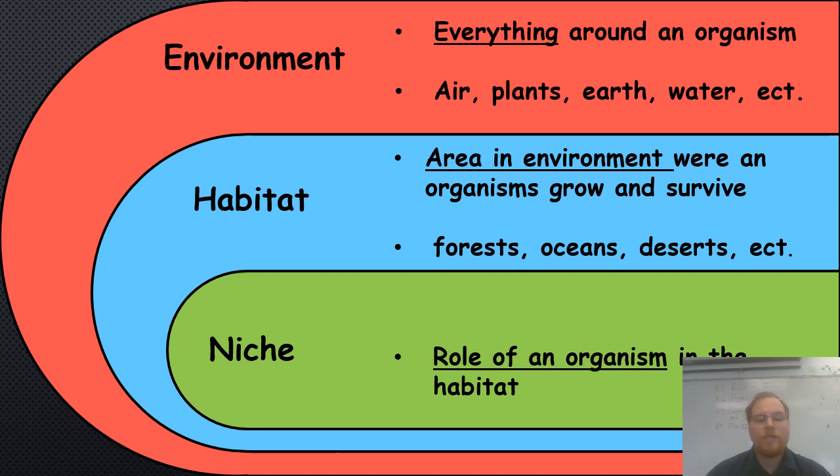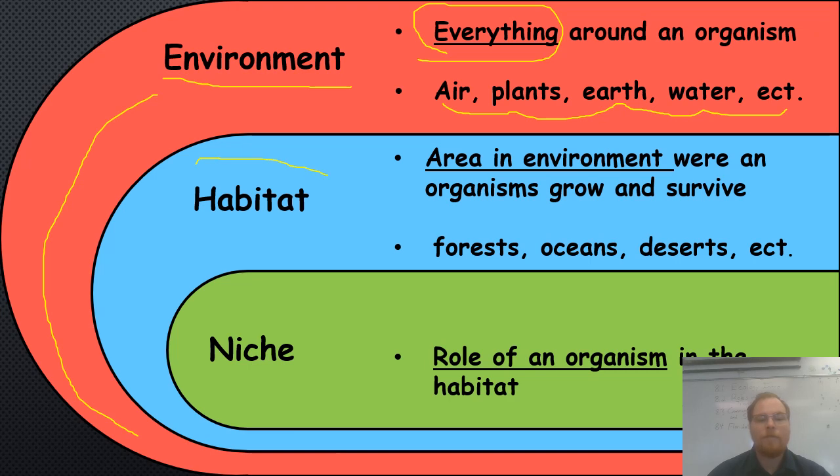Now, this little graphic here is a nice way of showing exactly what we're talking about. Environment is everything around an organism. Air, plants, earth, water, wind, all that kind of stuff. And inside the environment, you have a habitat. And that's basically where an organism likes to live. In a jungle, monkeys might like to live in the trees. So that's the area of the environment where that organism grows, survives, and gets food and shelter. A niche is that organism's role inside the environment and its habitat.